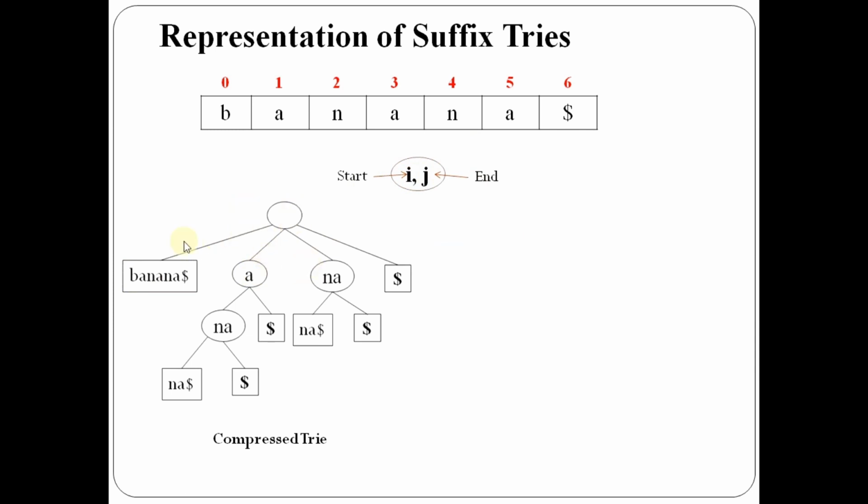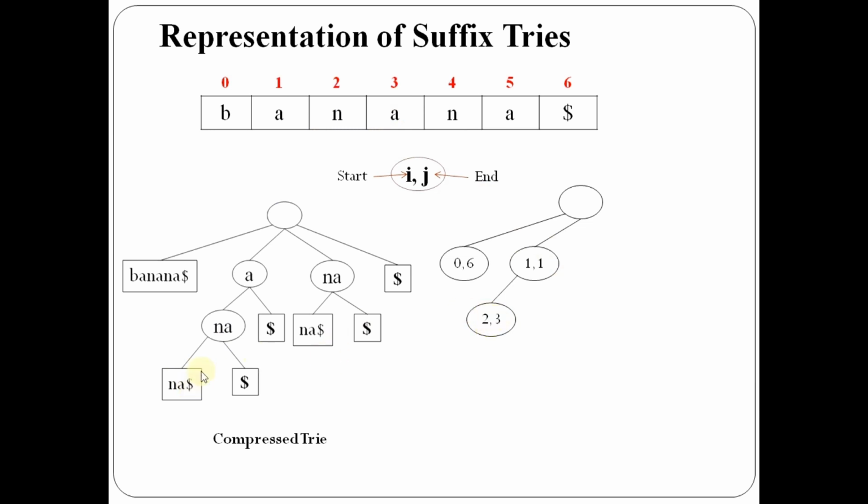Now let us consider the representation of this compressed trie. Here the first string is banana dollar. Banana starts at index 0 and ends at 6, so I have written 0, 6. For the character A, the starting position is 1 and the ending position is also 1. Next, for NA, the starting position is 2. NA starts from location 2 and ends at location 3, so for NA the location is 2, 3.